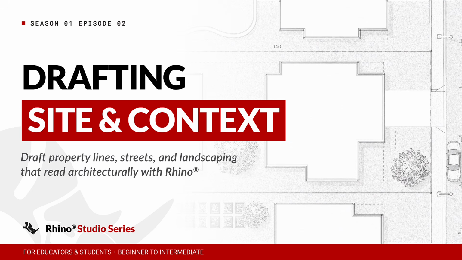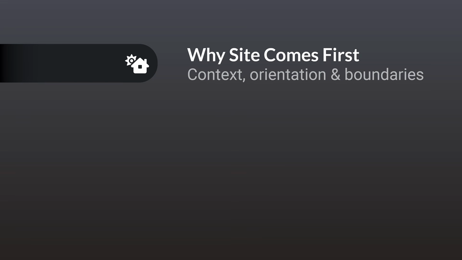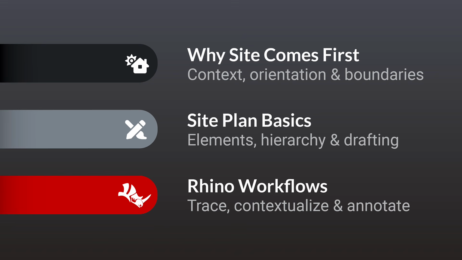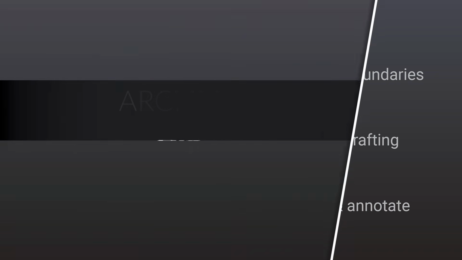Before a building becomes a dwelling, it belongs to a place. Welcome back to the Rhino Studio series, and let's get into studio mode. In this episode, we're diving into site and context. We'll look at why site comes first, the basic components of a site plan, and how to trace, contextualize, and annotate it with Rhino.